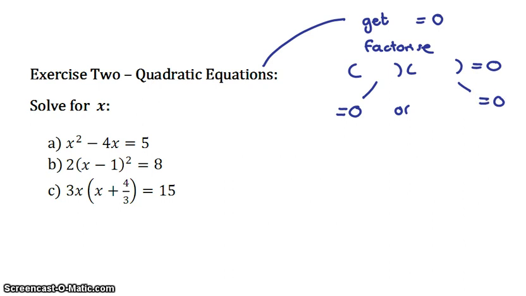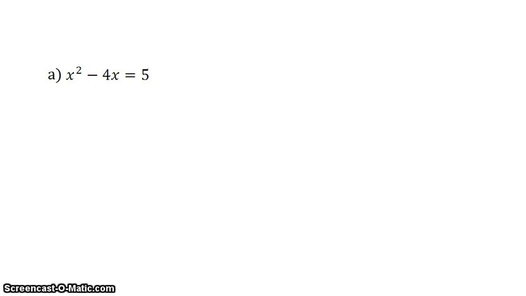Let's have a look. Question A says x squared minus 4x equals 5. So my first task is to get one side equal to 0, which means I'm going to choose the right-hand side, which means I need to minus 5 from both sides, and I can get it equal to 0. Step 1 done. Step 2 says I should factorize. Now in grade 10, all the quadratic equations which we do can be factorized. In grade 11, we'll learn a new method in case they can't be factorized.